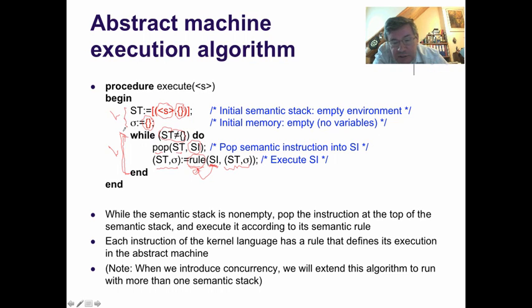We now still have to define these rules, the rules that define the execution of the instructions in the kernel language. Then we will have the complete abstract machine. There is a small remark here. Later in the course, when we introduce concurrent execution, we will generalize this machine slightly. We will allow more than one semantic stack, because each semantic stack will correspond to a thread. But for now, we have sequential programs, and we have one loop that executes all the instructions in the kernel language program.